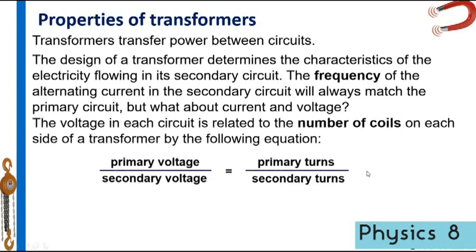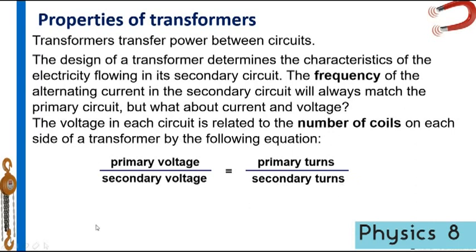So the voltage in each circuit is related to the number of coils on each side of a transformer. And it's related by the following equation. The primary voltage, which is the voltage generated on the left-hand side of the transformer, divided by the secondary voltage, which is the voltage induced in the right-hand side of the transformer, is equal to the number of turns on the primary side, or the primary turns, divided by the number of turns on the secondary side, or we can call these the secondary turns.